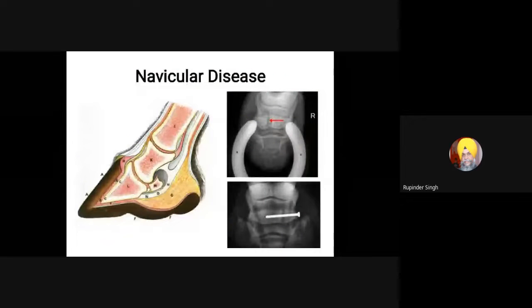Then there is another example. This is a hoof. On the left side you can see a cross section of the hoof. The hoof is cut. The cut section is a line diagram. The hoof has a bone. This bone is known as the third phalanx or coffin bone.